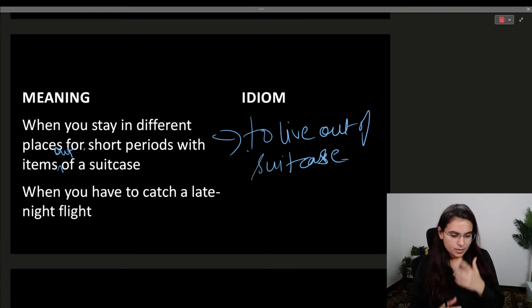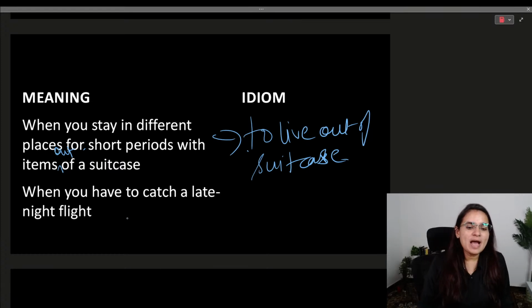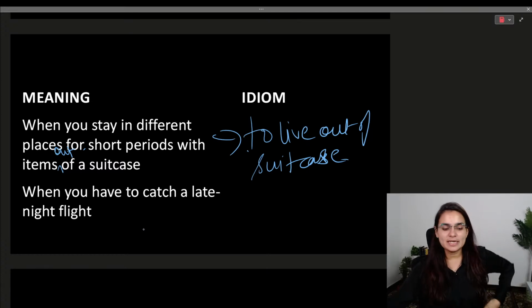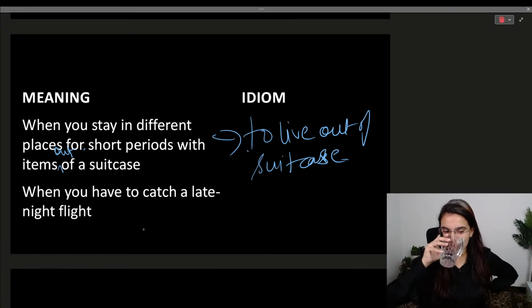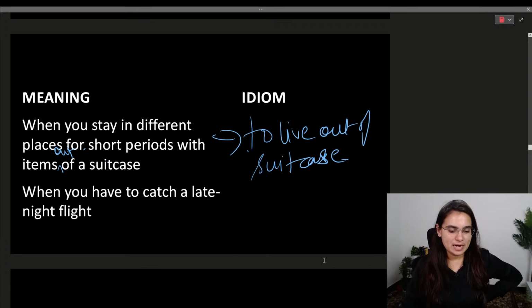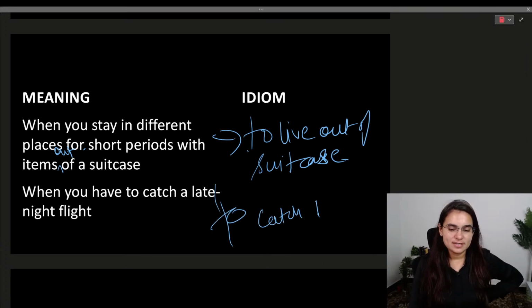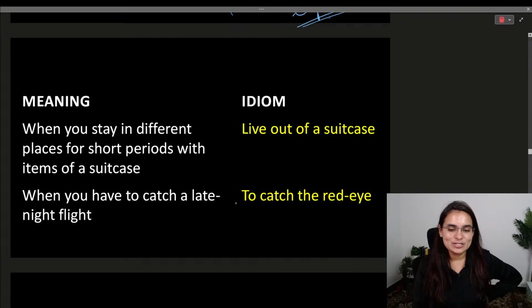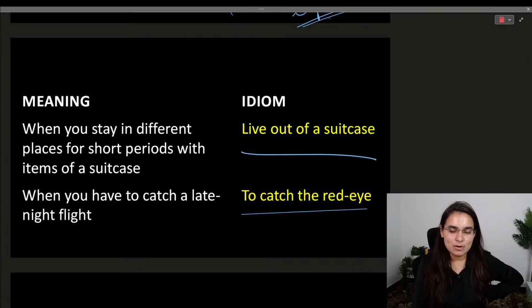Okay? All right. When you have to catch a late night flight, what is the idiom name for that? To catch the red eye. Perfect, perfect. "Get the red eye" is not the right word. To catch the red eye, to live out of a suitcase.